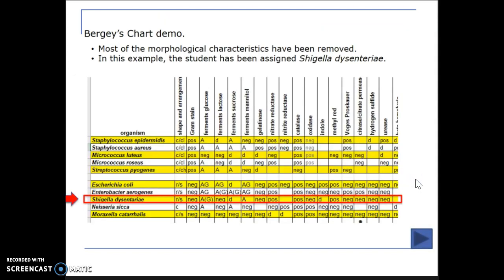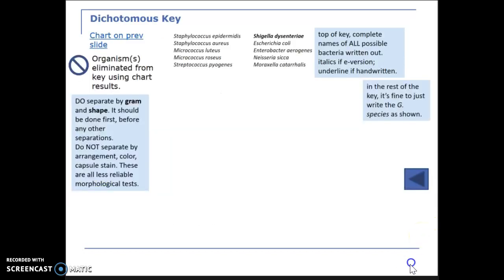Let me see if I've listed it. I sort of abbreviated this. If you look at the full Burgess charts, there's shape, arrangement, gram stain. There's capsule, there's motility, there's arrangement, there's pigment, at least. Those are morphological characteristics, and we do not use them on a dichotomous key. That is, we don't use them for true identification. They are not reliable. They're subject to handling, to culture conditions, so we do not use them. So gram first, usually.